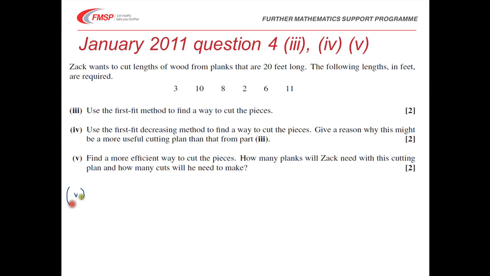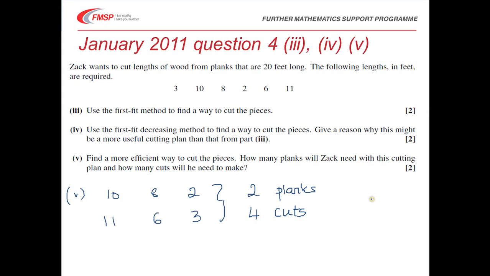So I think you've probably all worked out that it would actually be better if we used the 9, the 10, the 8 and the 2 and the 11 and the 6 and the 3, so that we only had 2 planks. So that's obviously going to be better. And in that case it says how many planks will they need, how many cuts will they need to make. So 4 cuts. So 2 pieces of wood, 2 lengths of wood and 4 cuts.